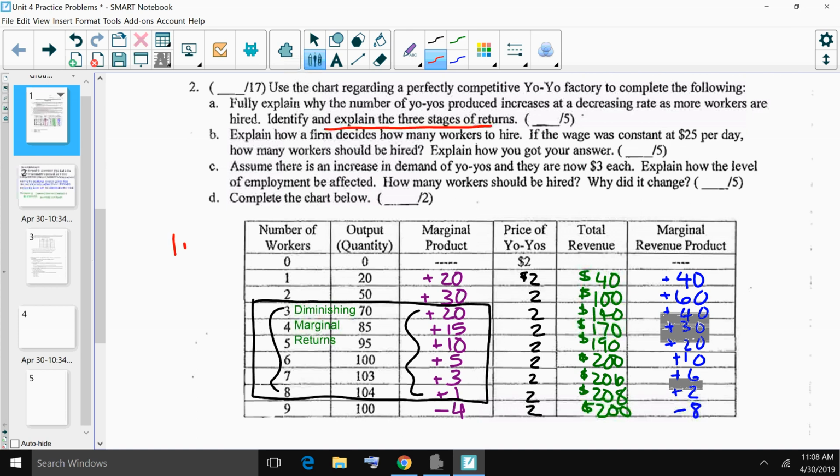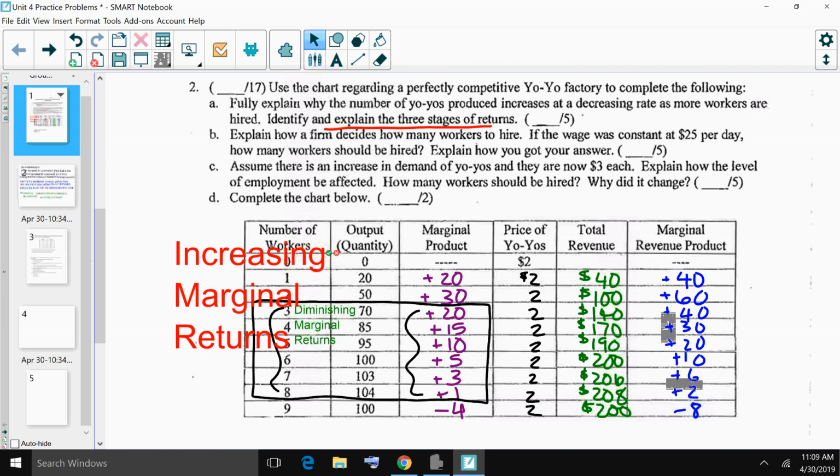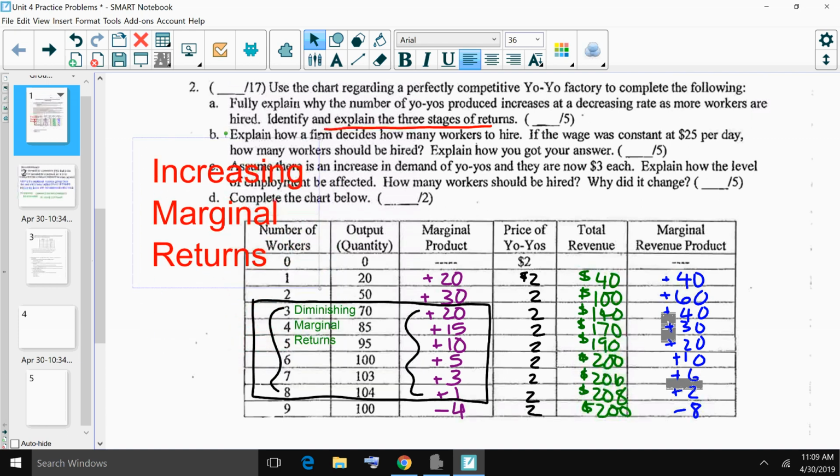There's increasing marginal returns. Hopefully this translates. All right, perfect. Now let me deal with this one. All right, I need to make this move to make it smaller. All right, that's happening right here.